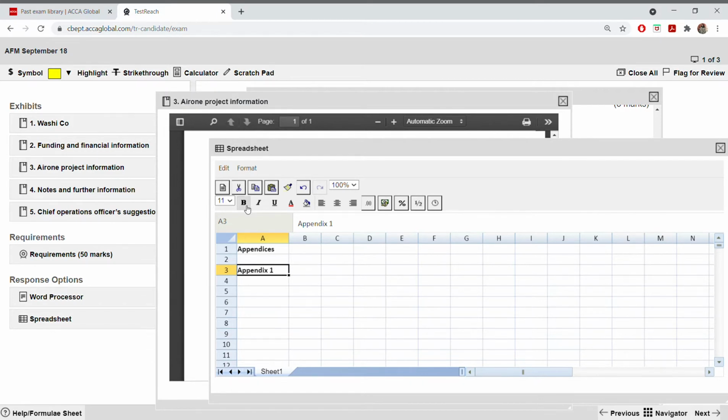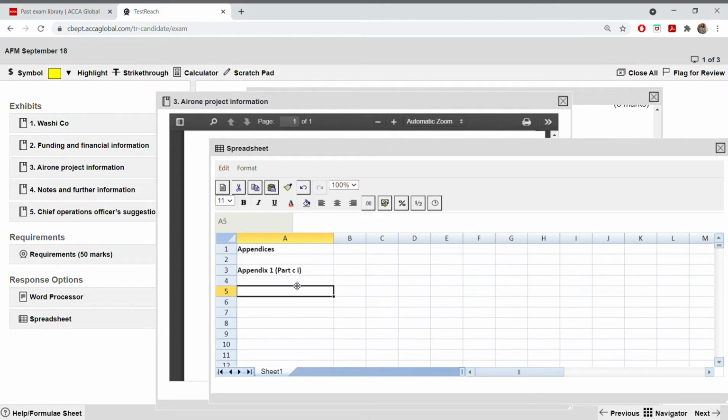Appendix 1. And appendix 1 comes for which part? It's better that you make a mention of that also. You have to write it, by the way. Okay, part C, the first part of part C, I. Okay, better that you even write it also.